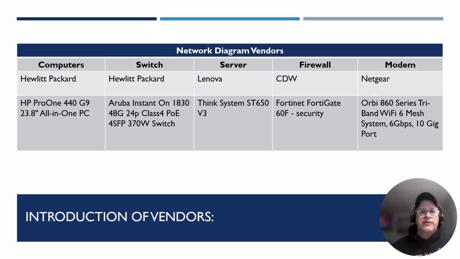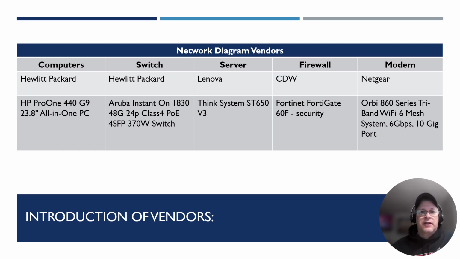For computers, you'll see I've selected Hewlett-Packard and their HP Pro 1 440 G9 all-in-one PC. I've used these PCs in the past and have found them to be compact yet functionally capable systems for handling many office functions. For the switch, I've selected Hewlett-Packard as their Aruba Instant On 1830 switch meets the current need of a 12-computer office and offers room for growth as the business grows.